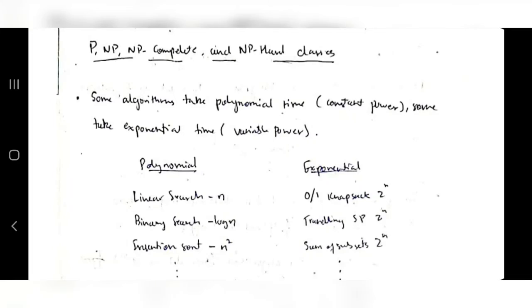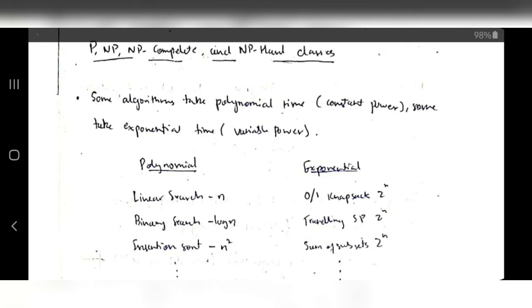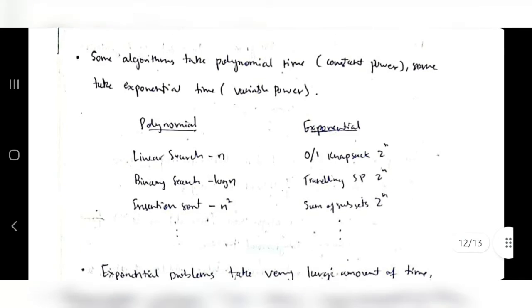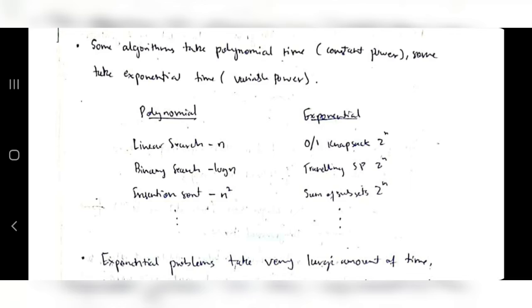Okay. In this topic, we will be discussing what is P, NP, NP-complete and NP-hard classes. So we'll be breaking down this module into many parts and we'll be discussing each part one by one, by taking many examples. Now see here, the first thing is some algorithms take polynomial time, which is constant power, and some take exponential time, which is variable power.